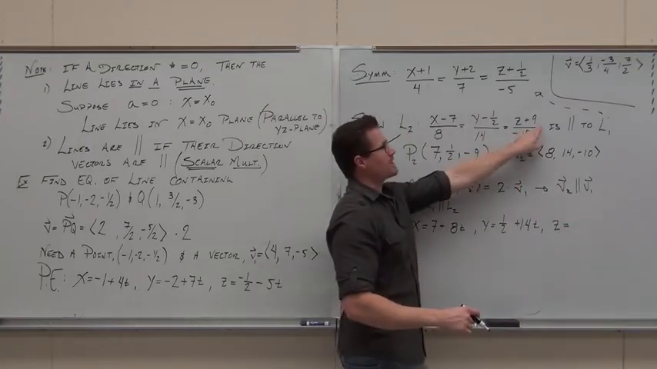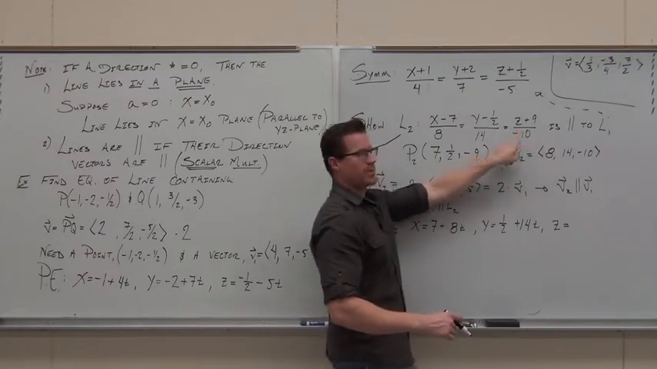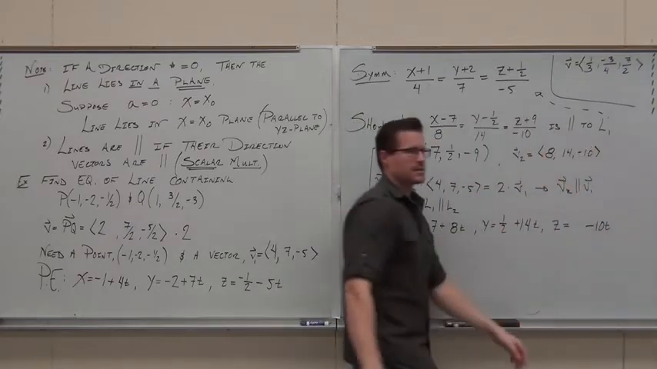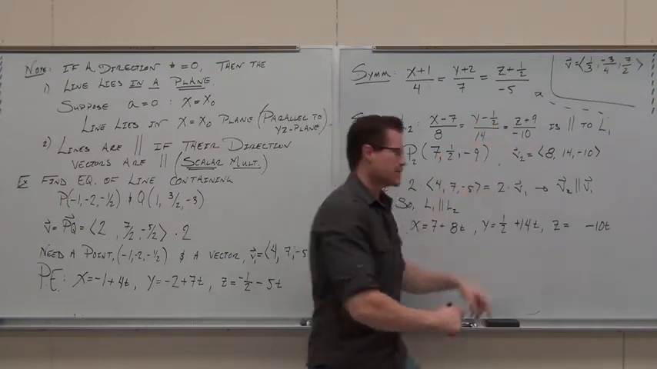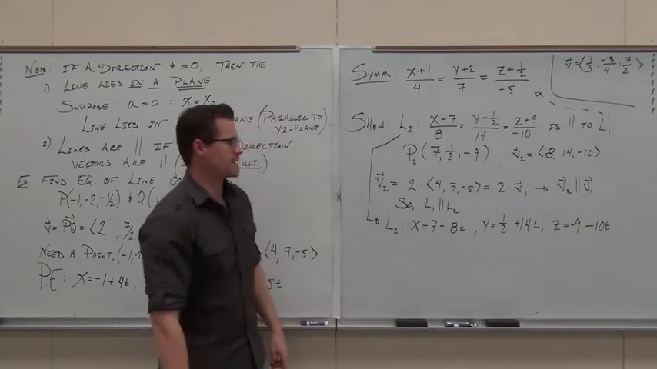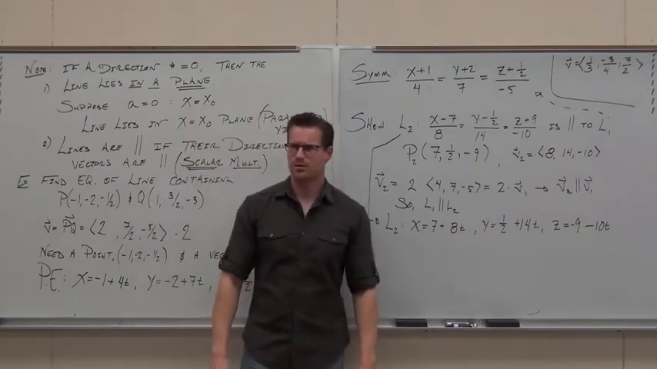Z, imagine equal to a t. We'd multiply by negative 10. We're going to have a minus 10t. We'd subtract the 9. Negative 9 minus 10t. Head nod if you're okay with that one.